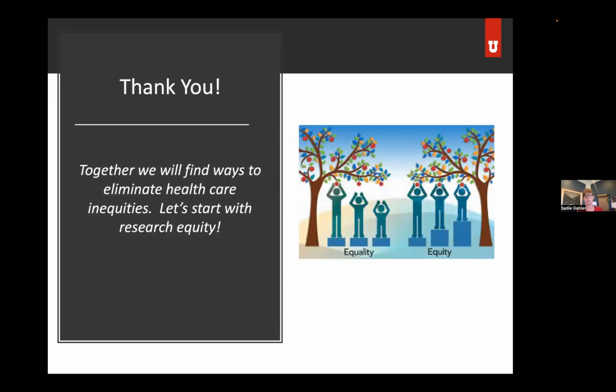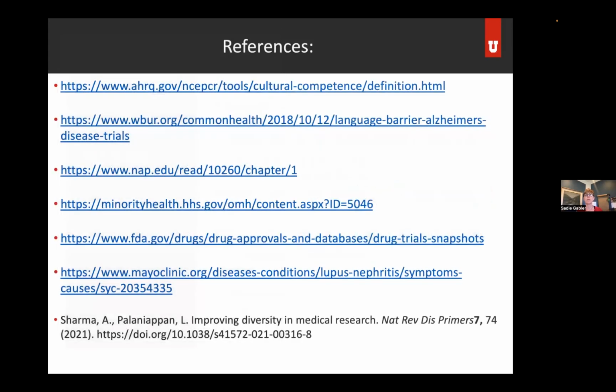Research equity is a social justice issue. We need to ensure that the individuals in our community have access and are given the opportunity. And with that, I conclude my presentation.